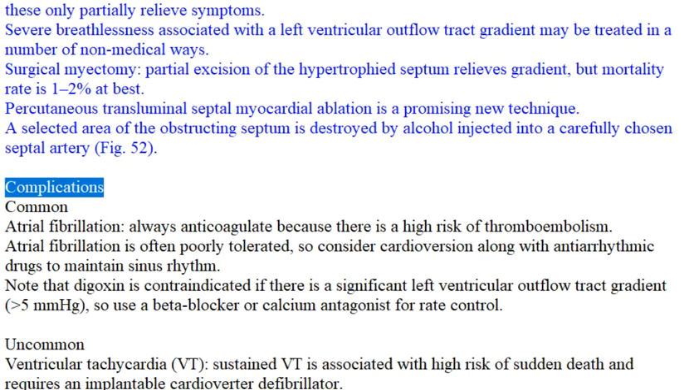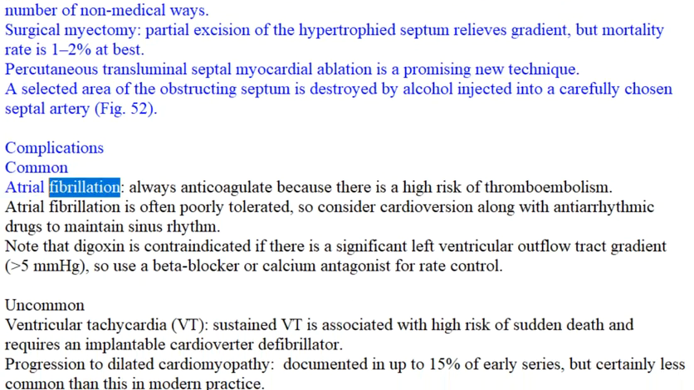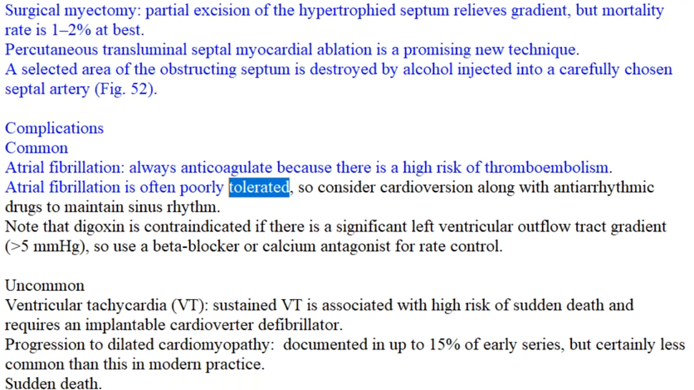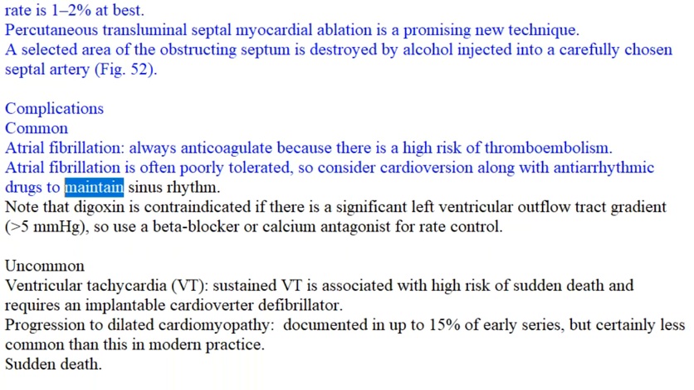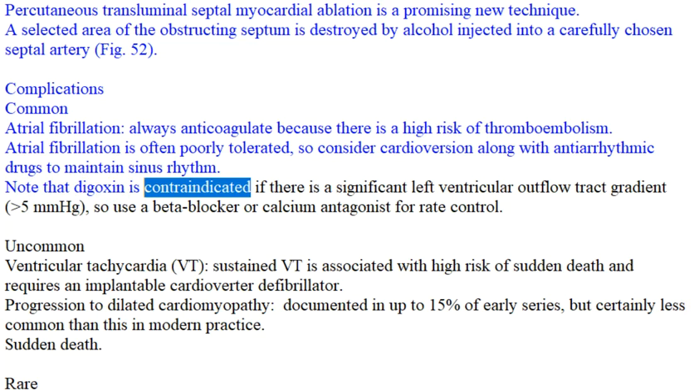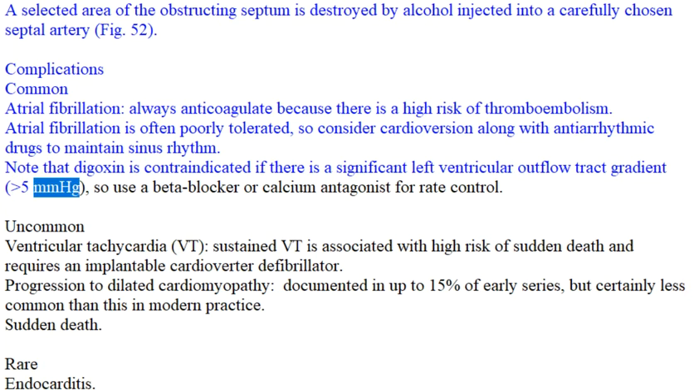Complications. Common. Atrial fibrillation. Always anticoagulate because there is a high risk of thromboembolism. Atrial fibrillation is often poorly tolerated, so consider cardioversion along with antiarrhythmic drugs to maintain sinus rhythm. Note that digoxin is contraindicated if there is a significant left ventricular outflow tract gradient, greater than 5 mmHg, so use a beta blocker or calcium antagonist for rate control.